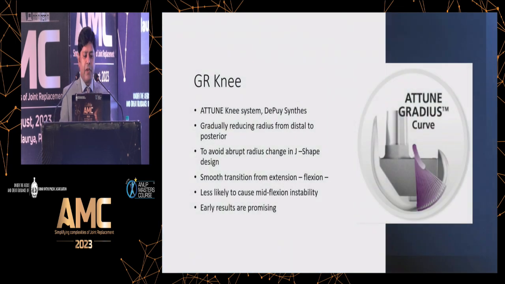Now, coming to gradually reducing radius knee or GRADIUS knee. So the pioneer was the Attune knee system of DePuy Synthes, and it is one variety of multiple radius knee, I would say. Now, why was this design done? This was done so that the posterior radius gradually reduces rather than an abrupt radius change, as was the case in the J-shaped design. This was designed so that there is a smooth transition from extension to flexion, and thereby less likelihood to cause mid-flexion instability. Now the early results have been promising.